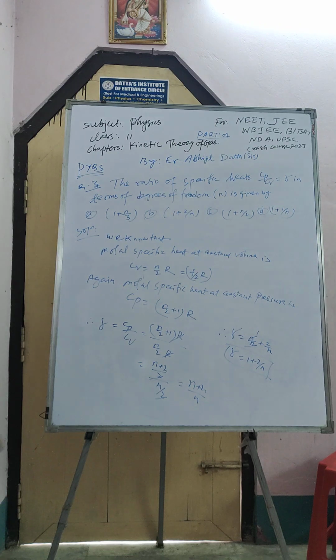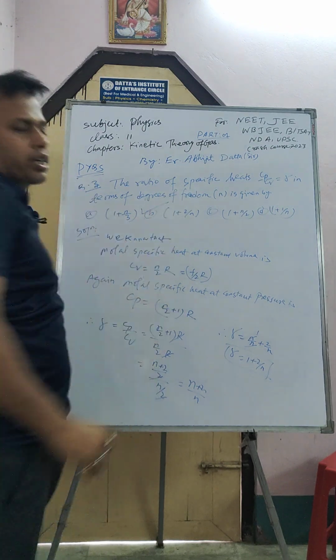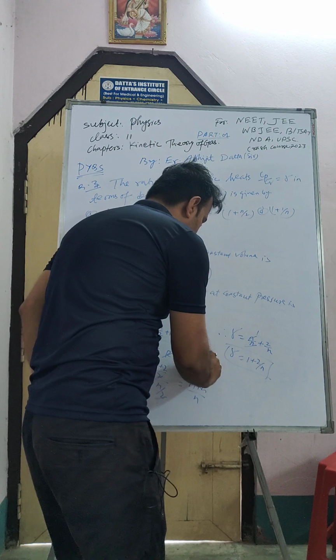So which option is correct? 1 plus 2 by n. The option B is the correct answer. Okay, so option B is the correct answer here.